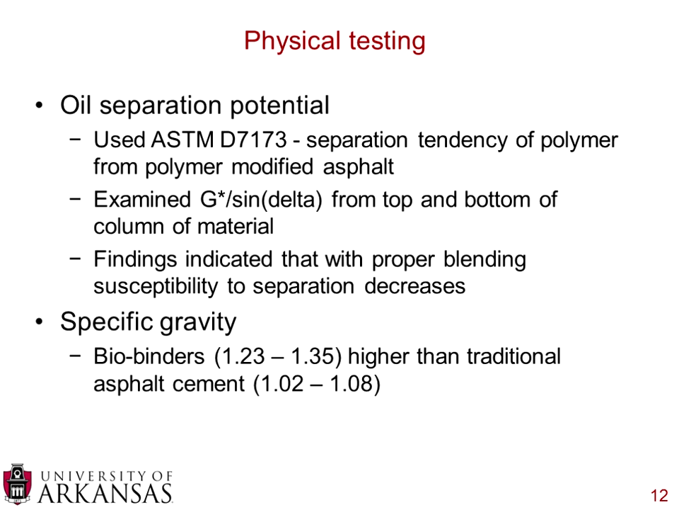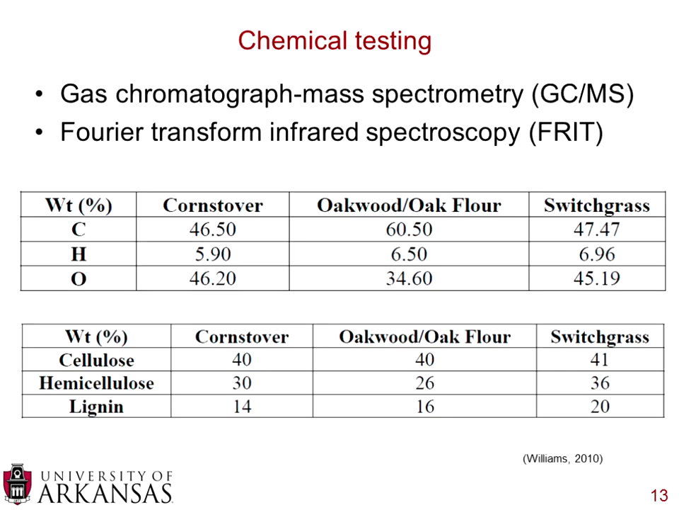To the production of the material, if these biobinders are heavier, this means that they will sink if they're blended with asphalt cement. To the construction and logistics of construction, you want to make sure that you keep them blended properly, or else you probably do have susceptibility to segregation or separation. So biobinders are quite a bit heavier. So that was a little bit of the physical testing.